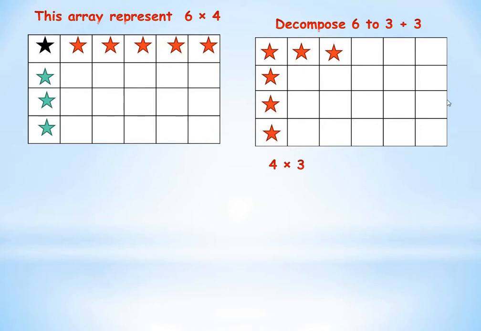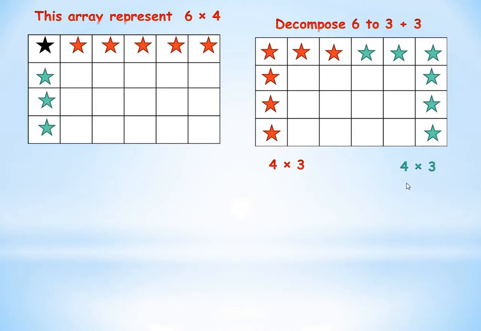The second part of the array is 4 in the short side and 3 in the other side, like this. 4 is never changed, and 3 as we decompose. Can you represent the second part of the array? Yes, we can represent it as 4 in the short side and 3.